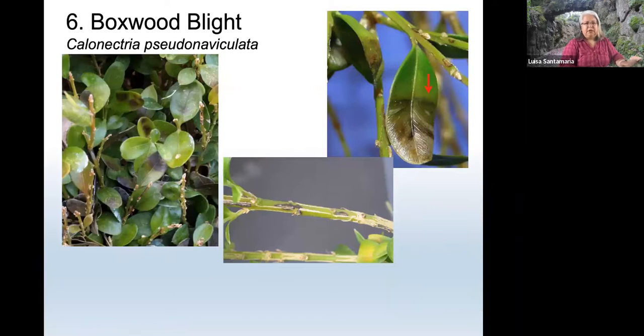We have the famous boxwood blight, right? We have talked about that. We even have one class just to talk about all the diseases of boxwood, but specifically focused on boxwood blight.